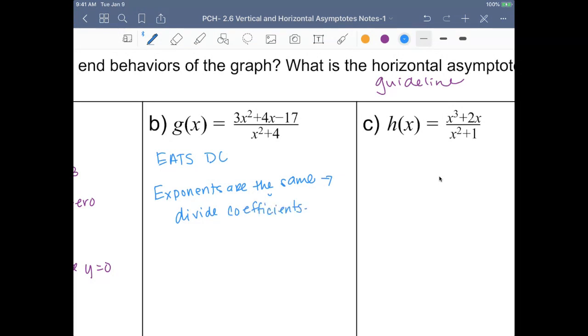Okay, so of the leading terms. All right, so looking at my polynomial at the top, my leading term is 3x squared, and the bottom is x squared. What are the coefficients? Well, they're going to be 3 and 1. So our horizontal asymptote is going to be at y equals 3 over 1, which is 3.